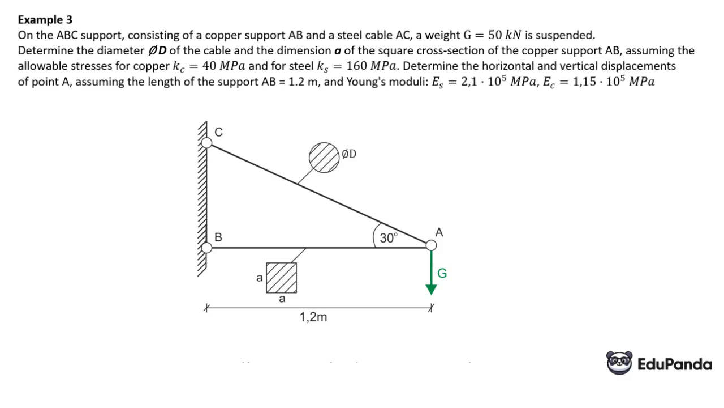A weight of 50 kN was suspended on a bracket ABC, consisting of a copper support AB and a steel cable AC. Determine the diameter phi d of the cable and dimension A of the square cross-section of the copper support AB, assuming allowable stresses for copper with a compressive strength of 40 megapascals and for steel with a tensile strength of 160 megapascals. Determine the horizontal and vertical displacement of point A, assuming the length of the support AB is 1.2 m and the Young's modulus for steel is different from that for copper, as provided.